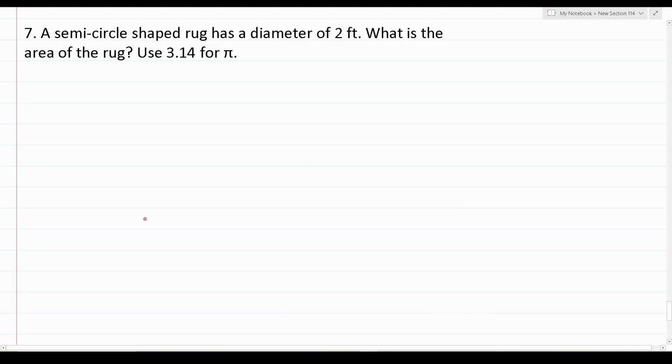All right, so number 7 says a semicircle shaped rug has a diameter of 2 feet. What is the area of the rug? Use 3.14 for pi. All right, so in this video, I've discussed how to find the area of circles. And we know that's area equals pi r squared.